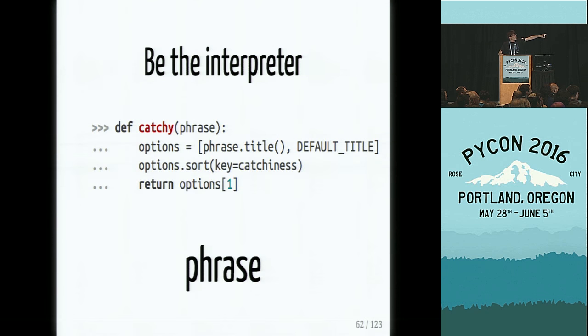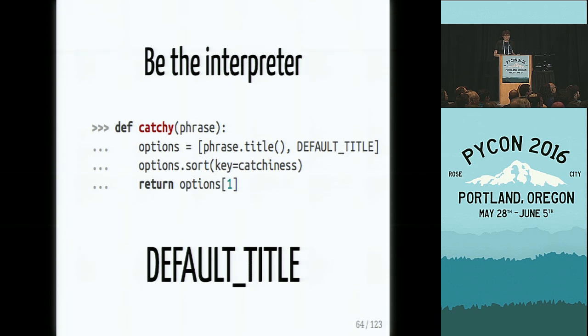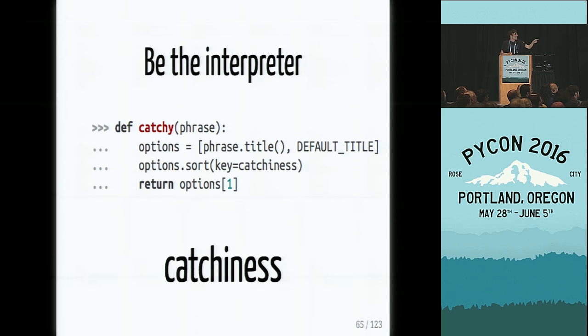Is phrase local or global? Okay, is options local or global? Yeah, is a default title local or global? It helps because it's all caps. That's a convention in Python. Doesn't really matter, but how about catchiness? Is that a local or global variable?